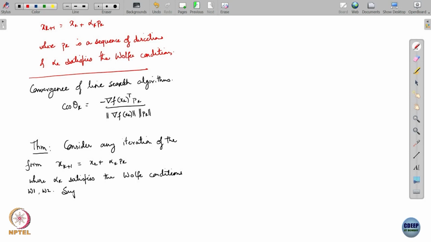Now, suppose f is bounded below. Bounded below means that the infimum of f over R^n is greater than minus infinity, and f is continuously differentiable.